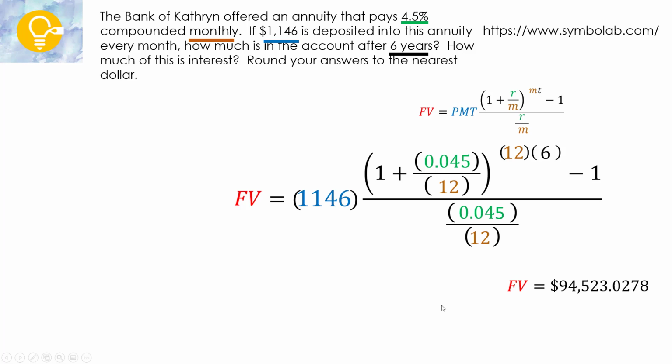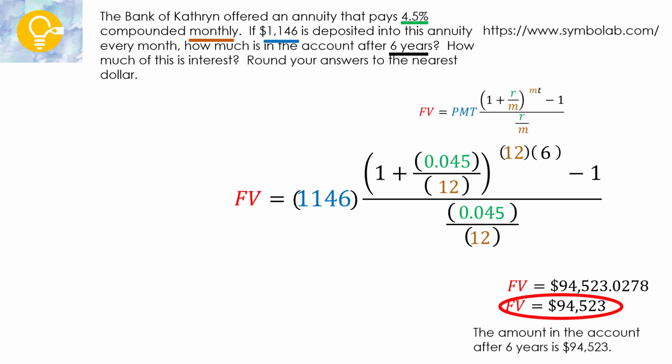We figured out that the future value is $94,523.0278. Since we're talking money and they ask us to round to the nearest dollar, our answer is $94,523. That means the amount in the account after 6 years is $94,523. How much interest is accrued, or how much of this is interest?